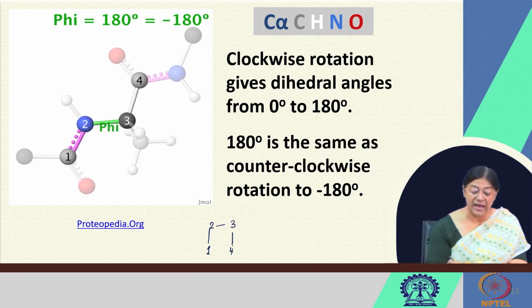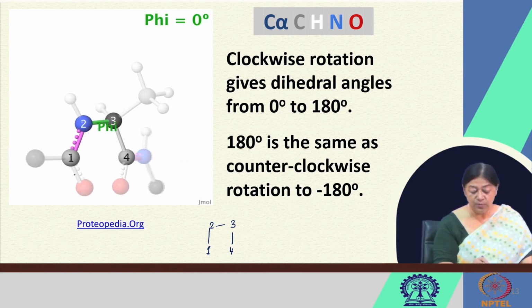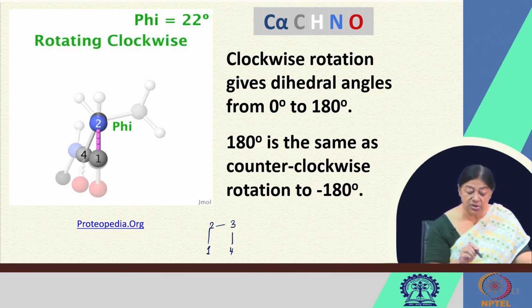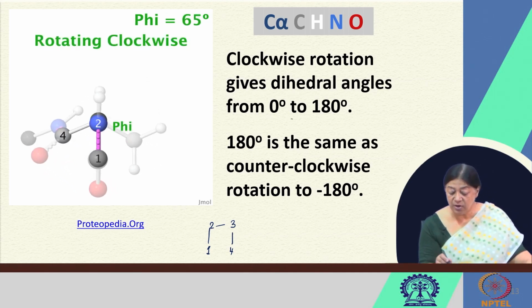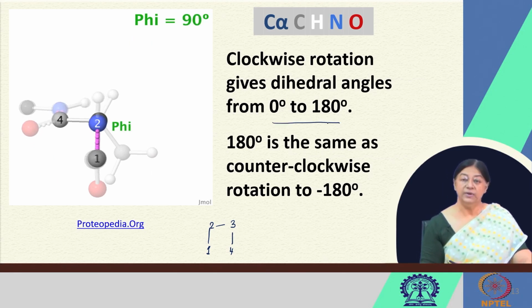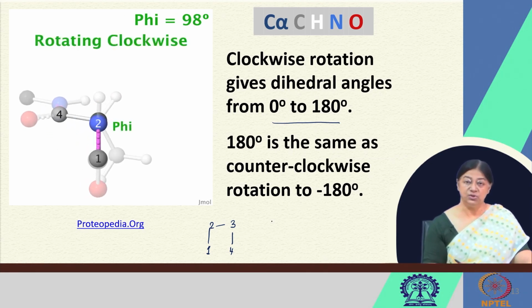When 1 and 4 clash, this is what we are looking at. We are looking along 2 and 3 at a rotation along 2 and 3, and we have a clockwise rotation that gives us 0 to 180. We can also have an anti-clockwise rotation that will give us a minus 180.